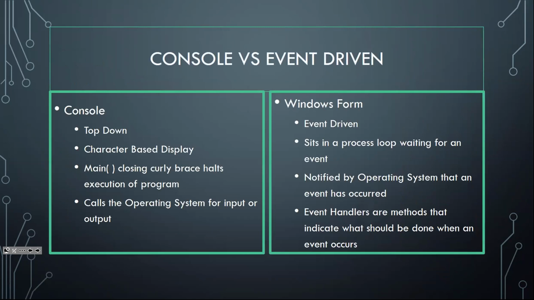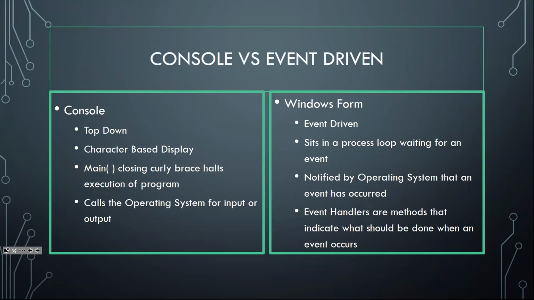Now, real quickly, what's the difference between console and a Windows form? Our console apps we talked about last time are all top-down. We were using a character-based display. Our main's closing curly brace halts execution of our program. As soon as we hit those curly braces, that thing was over, right? And whenever we needed input or wanted to display output, we actually interfered with the operating system. We cause an interrupt to the operating system to get that information from the console.